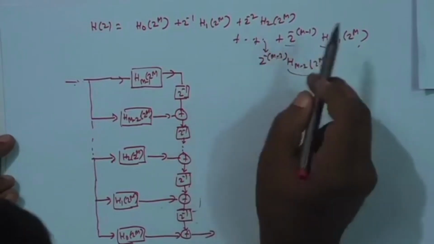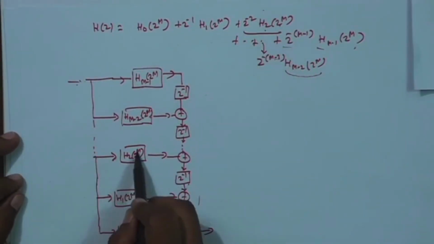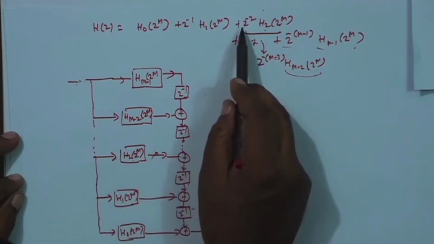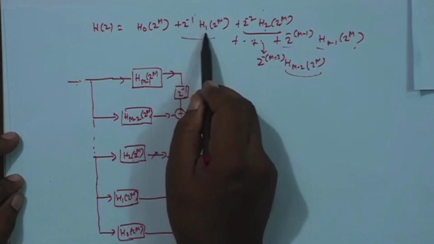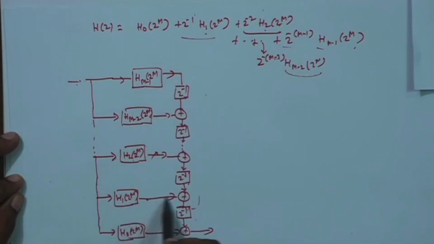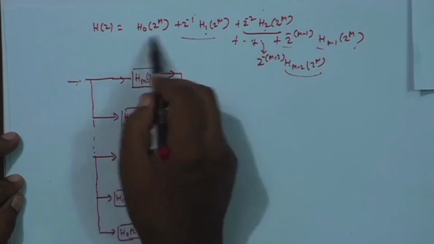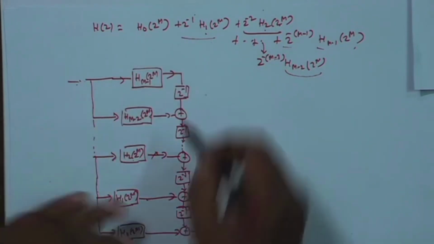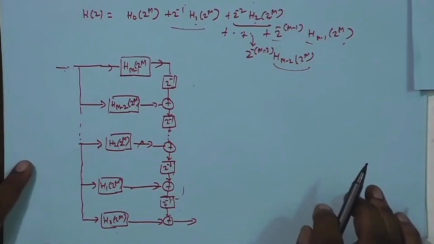Consider this X z into H 2 z to the power m, here it should pass through two delays. So, one delay, another delay. Then consider this X z into H 1 z to the power m, then that will pass through only one delay. Okay, and X z into H 0 z to the power m, no delay, and all of them get added in this process. Okay, this is called a transpose structure.